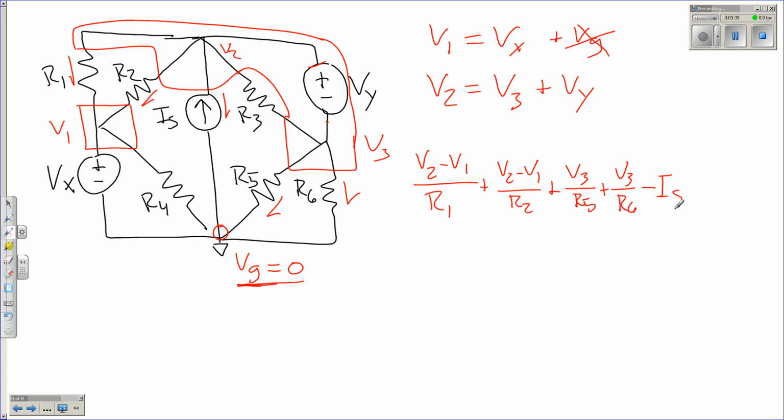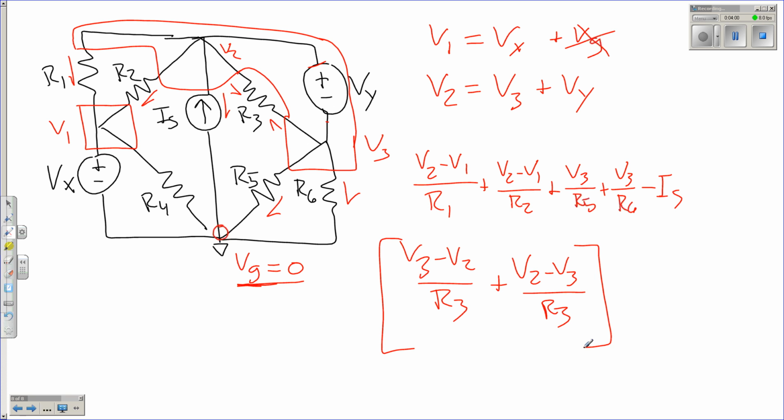Now for R3. Well, we know that there's a current coming out here. V3 minus V2 over R3. But there's also a current coming out over here, V2 minus V3 over R3. Now you can see these are just equal and opposite, which means those are 0. If you include them in your equation, that's fine. Those are 2 branch currents that we need to know. Otherwise, it doesn't really matter. And we can just write our 3rd equation like that with those 5 terms.